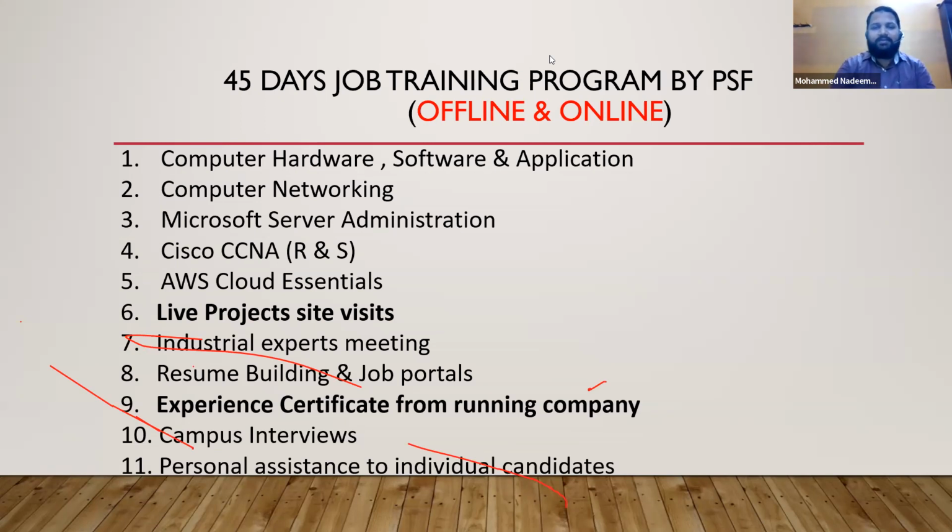With that, I will stop my screen share, and if anyone has any questions, they can ask, so I can answer. Then we have another presentation from Abdul Hamid sir, who is going to present the digital marketing courses. So before going to digital marketing, if you have any question related to the networking course, please go ahead.